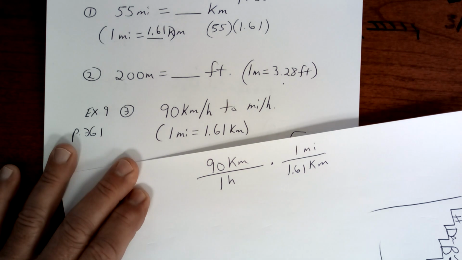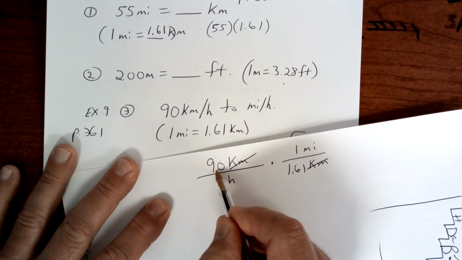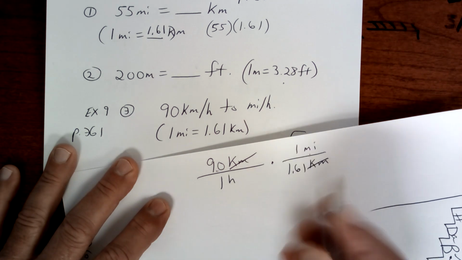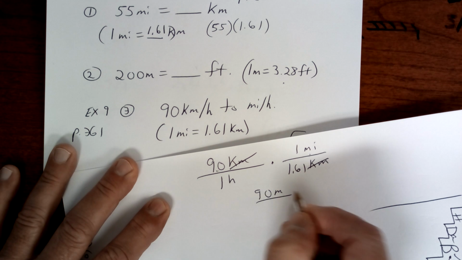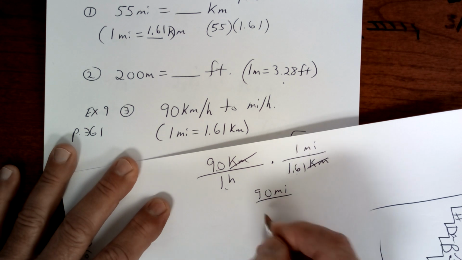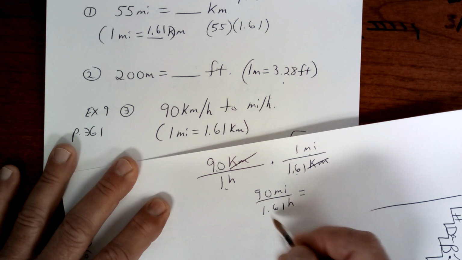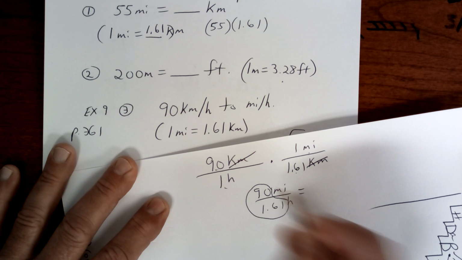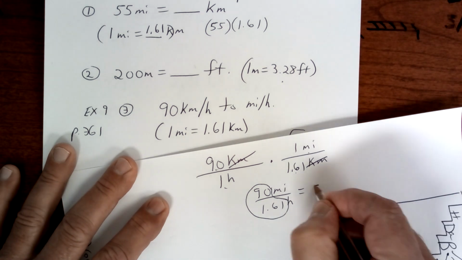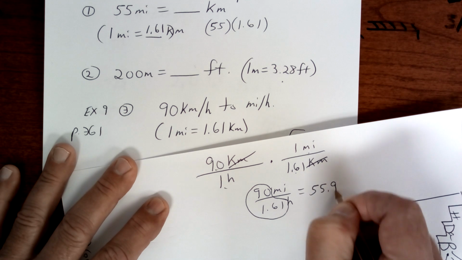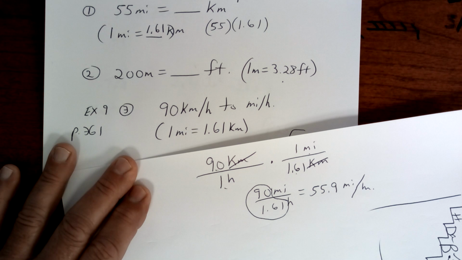So what's going to happen is your kilometers cancels out. So you're left with 90 miles, and then 1 times that is 1.61 hours, and then you divide with your calculator, and you get miles per hour. So you're going to get 55.9 miles per hour. And there it is. And that's how you do that. Here's today's work.